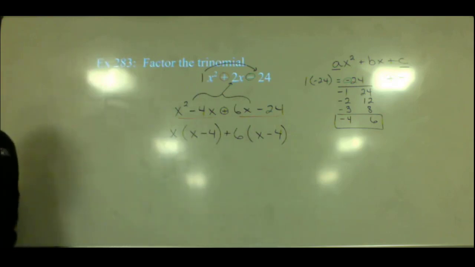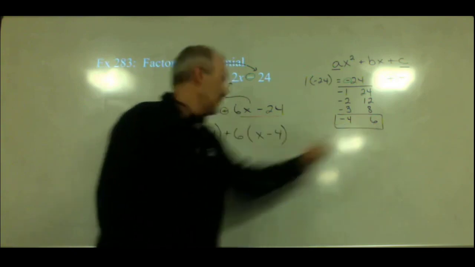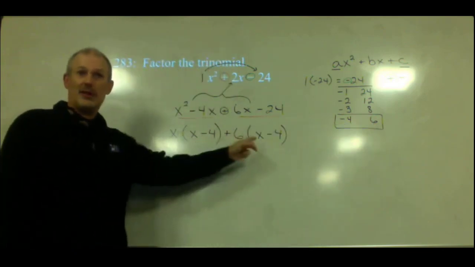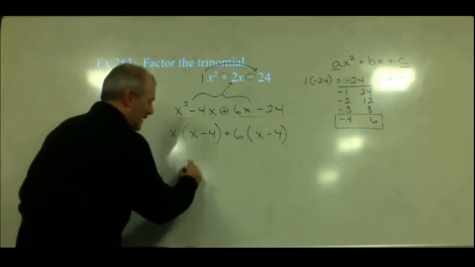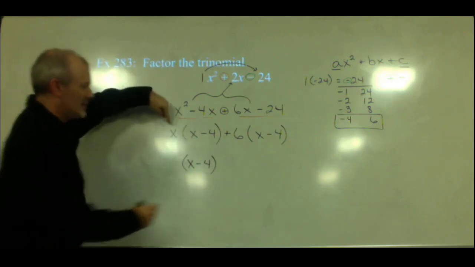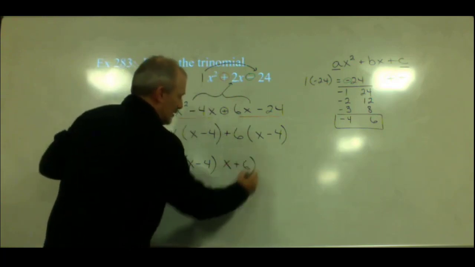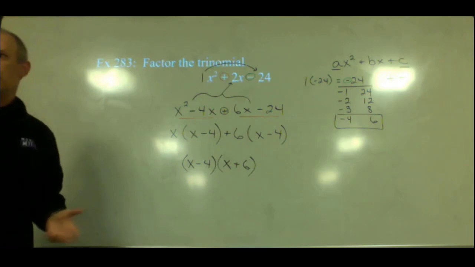Now notice, if we did our work right over here, these two should always match up. Remember when we did it before, they would always match up last week? So then we are able to factor out the x minus 4. And what we have left here is the x, and what we have left here is the plus 6. And so that is our answer.